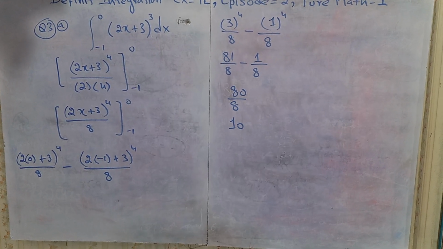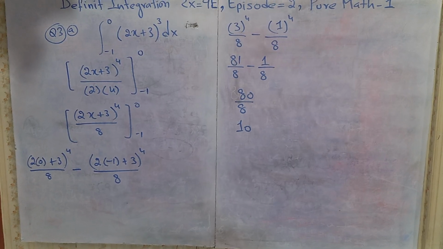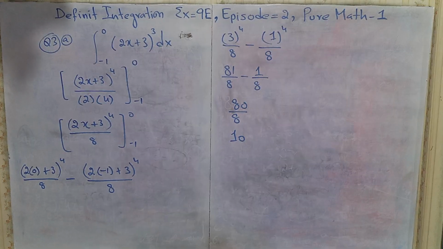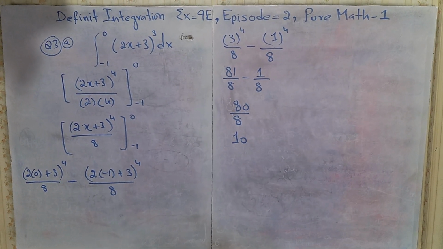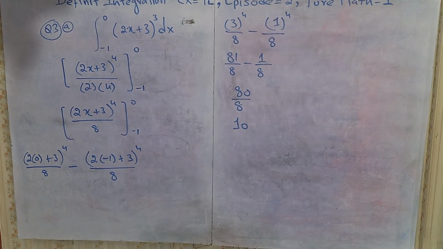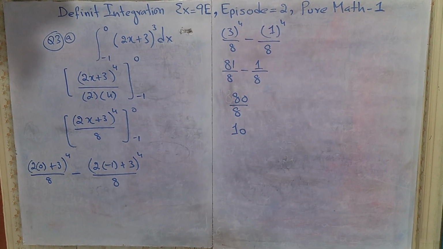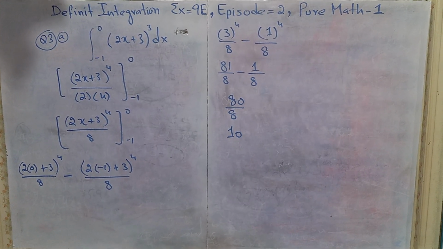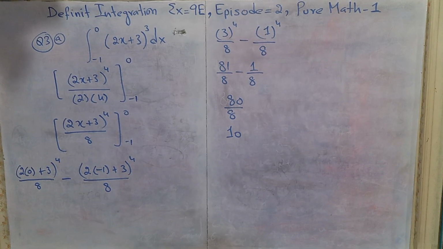The limits are from -1 to 0. So this will become 2x plus 3 whole raised to power 4 divided by 8. Now I will put in those limits. First of all, I will put 0 in place of x, and from there I will subtract, and x will be substituted with -1. So we have written 2 into 0 plus 3 whole raised to power 4 divided by 8, minus 2 into -1 plus 3 whole raised to power 4 divided by 8.